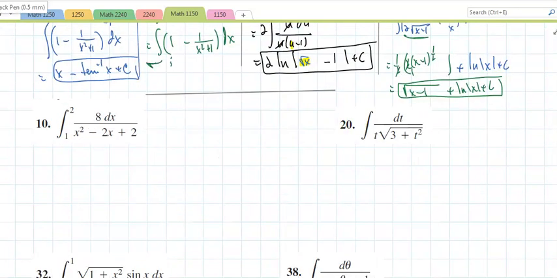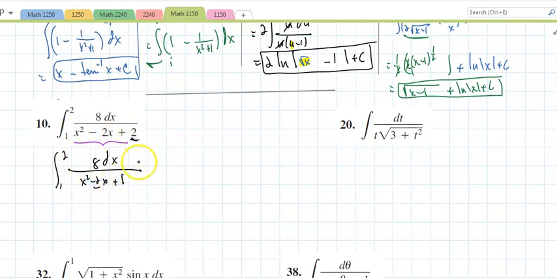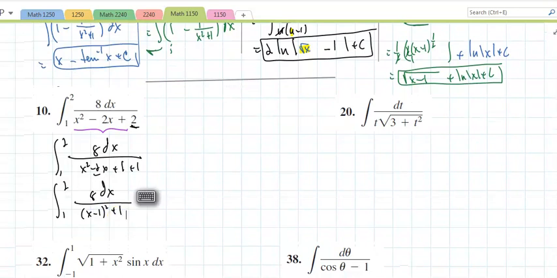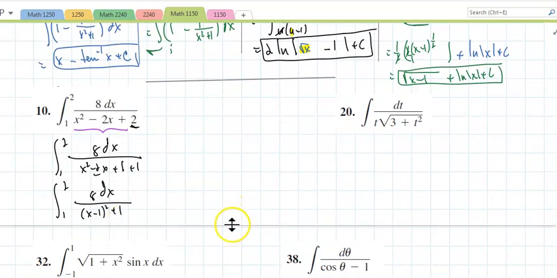Next problem up, number 10. Now I might be thinking, wait a minute, this is partial fractions, but this doesn't factor. So what I have to do, I have to really complete the square. X squared minus 2x, half of the middle number squared is 1. Doesn't that mean plus 1? Or minus 1 plus 2, whatever you like. Wouldn't that be x minus 1 squared plus 1? Now, I don't know how comfortable you are with this. Let me just make more space.